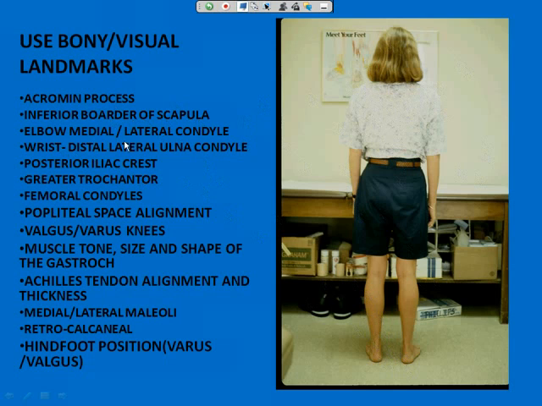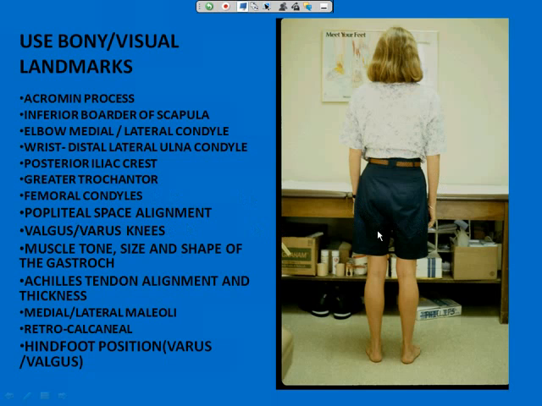I'm going to look at the elbows, medial and lateral condyles. This is the lateral condyle of the elbows. And you can see more medial on the left than you see on the right, okay, as far as positioning. So I know that the rotation is occurring. And I can see how the left hand's in front of the hip and the right hand's to the side of the hip.